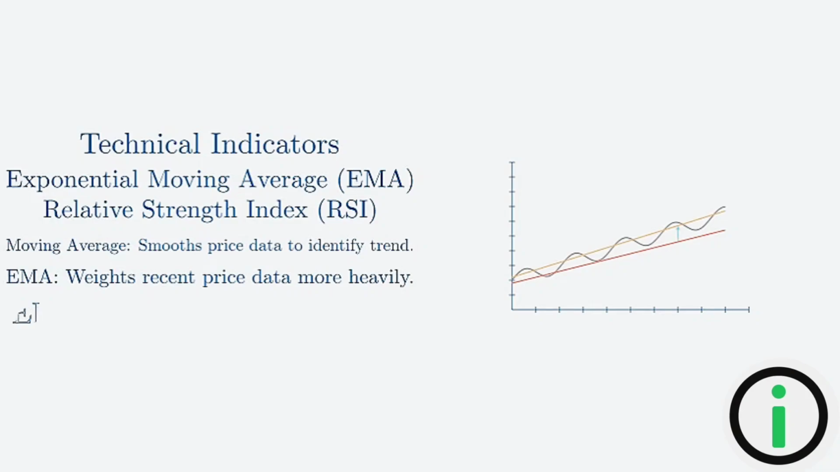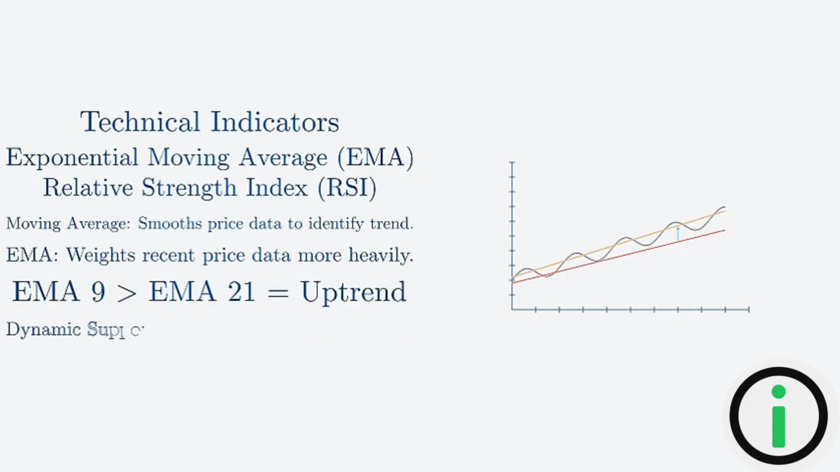When the shorter-term EMA is above the longer-term EMA, it suggests an uptrend. When the price stays above these lines, the EMAs act as dynamic support, pushing the price higher.